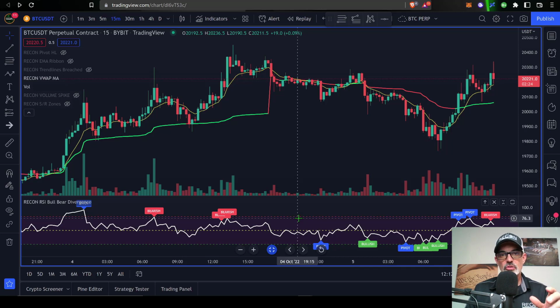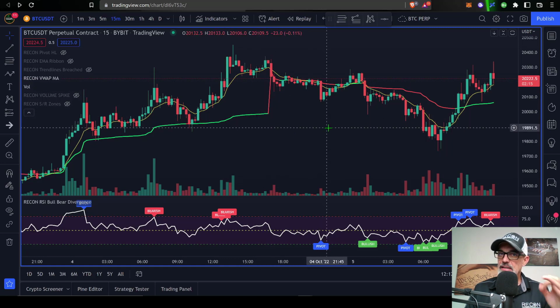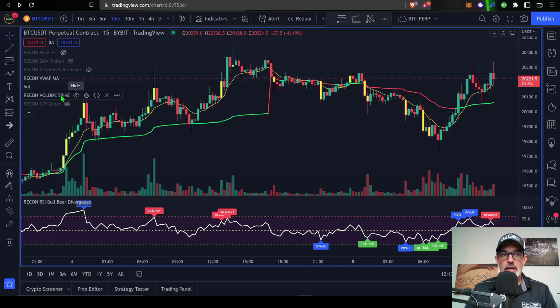You technically shouldn't trade based on one type of indicator. You should use a momentum indicator along with a trend-based indicator, and ideally your third should be a volatility-based indicator like volume. And so if I turn back on the Recon volume spike indicator, I now have 3 different types of indicators on the screen.